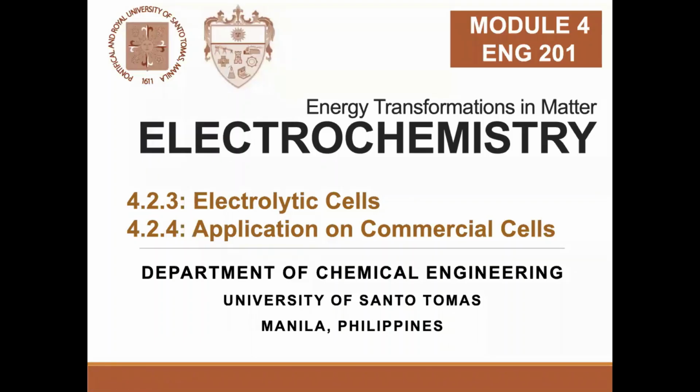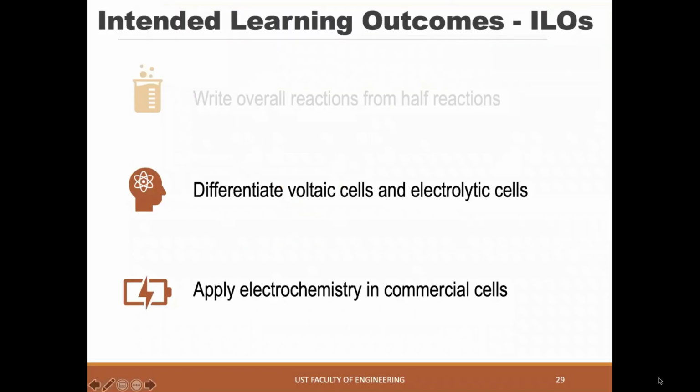And welcome back to the second part of Module 4.2. This time we're going to talk about electrolytic cells as well as commercial cells. So we will be able to complete our intended learning outcomes for this module, which is to differentiate voltaic and electrolytic cells as well as apply electrochem in our commercial cells.